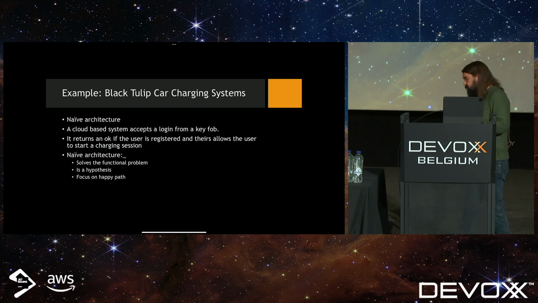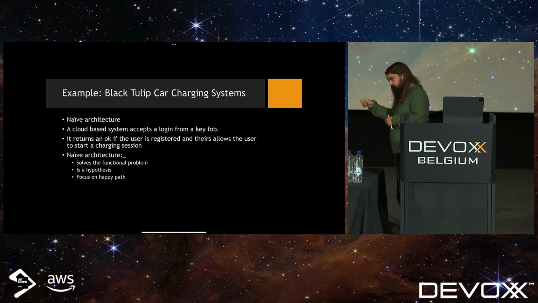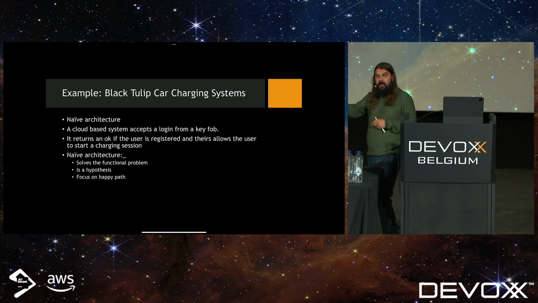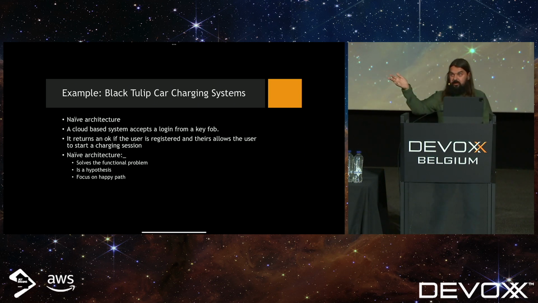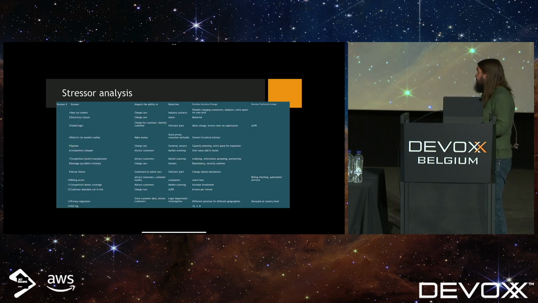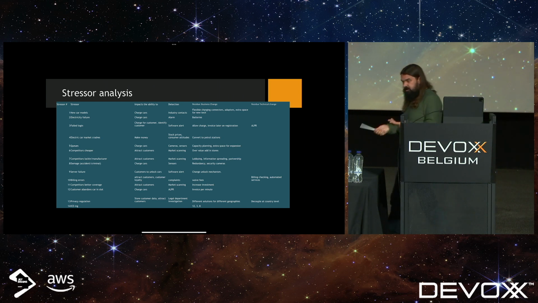The way it works is you drive up to the fast charger, you have a little key fob that you get when you register on the website. You hold up the key fob, a message goes from the charger up to the cloud, decides whether you're allowed to charge or not, and sends a message back down that says, yes, you can charge now. And this is a list of stressors produced for such a project.